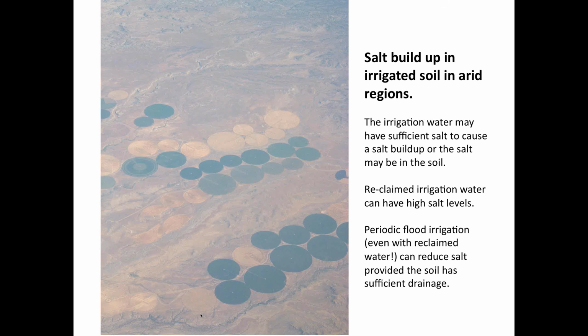And the only way to really solve it is by periodic flood irrigation. And that could even be with the reclaimed water because the reclaimed water only has a little bit of salt in it, and we're going to flush a whole lot through. Even though we're using a salty water, it's not a high salt water. It's the accumulation of each irrigation event contributing small amounts of salt that build up to levels that are a problem. And these levels can come quite high.